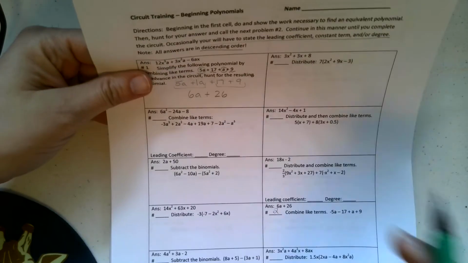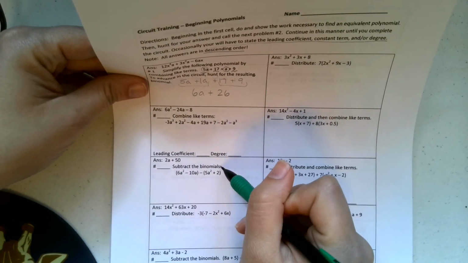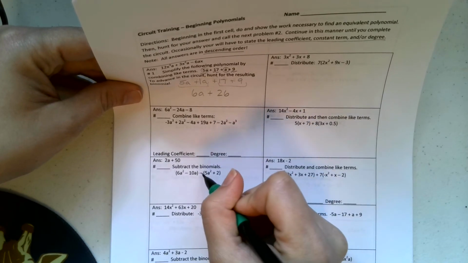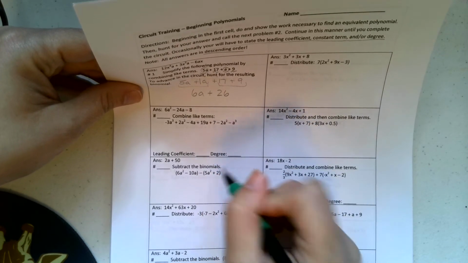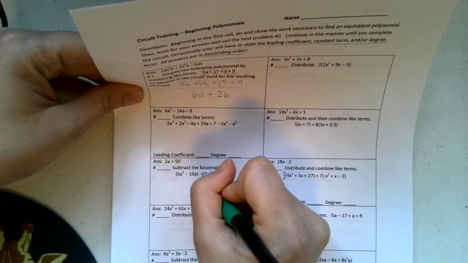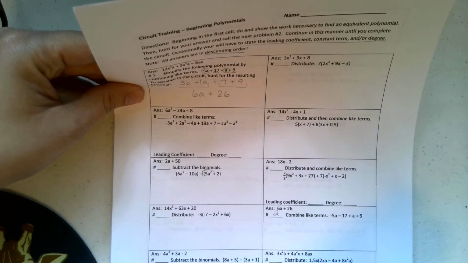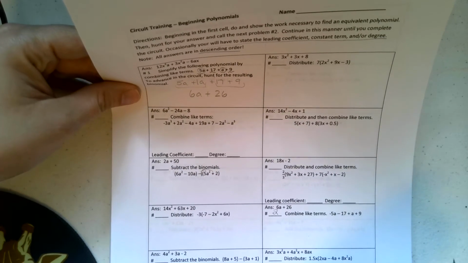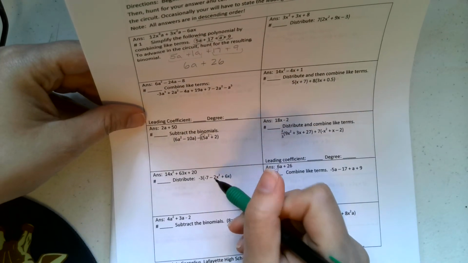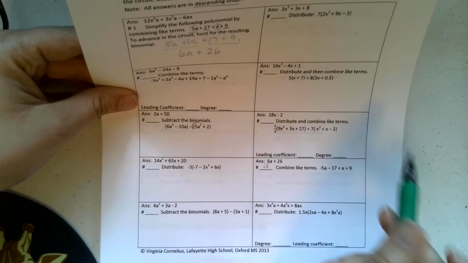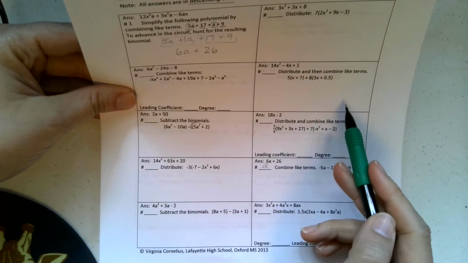Other directions that we have, more combining like terms, subtracting. Don't forget when you subtract that this negative must affect both of these things. So when we did it in class, we mostly made it -1, distributed it to both parts, and then we added. That's what we did most often. Distribution, don't forget to keep your signs in mind. Subtraction, distribute and combine like terms.